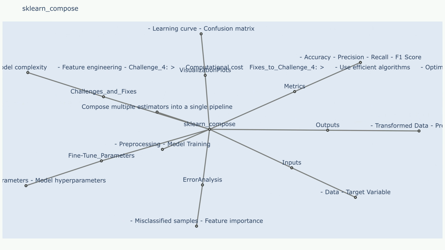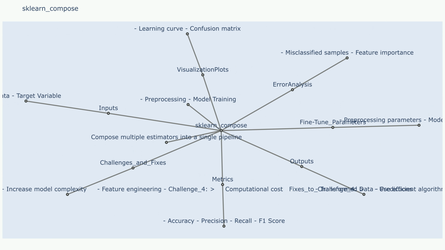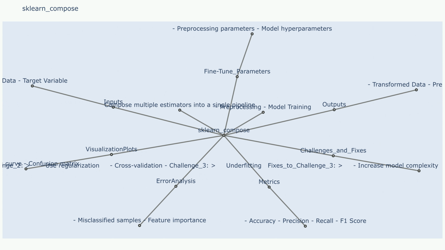Metrics. Accuracy measures the percentage of correctly classified instances for classification problems. Precision indicates the proportion of correctly predicted positive instances among all positive predictions. Recall represents the proportion of correctly identified positive instances among all actual positive instances. F1 score: a balanced metric combining precision and recall. Mean squared error (MSE) evaluates the average squared difference between predicted and actual values for regression problems.